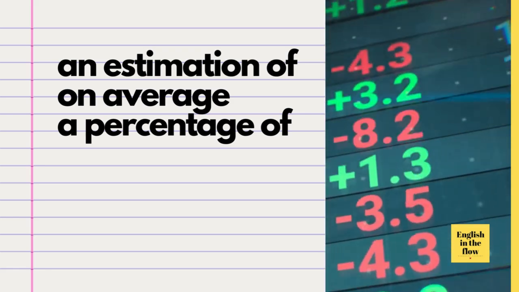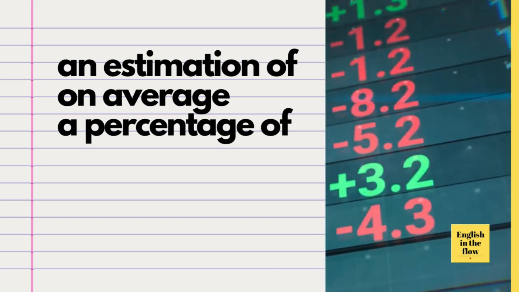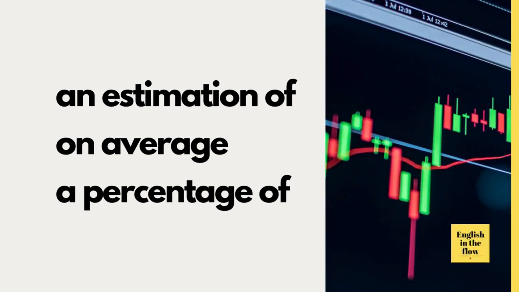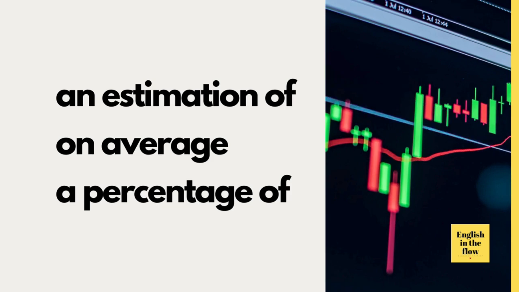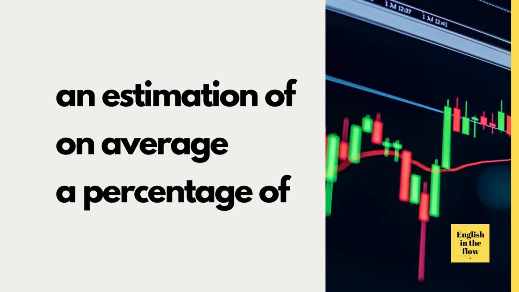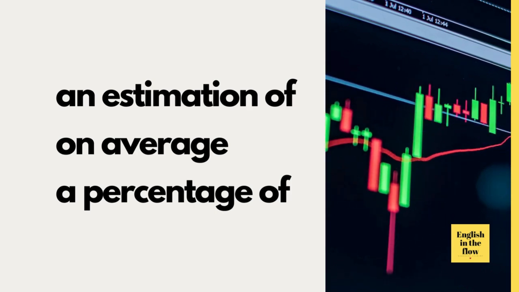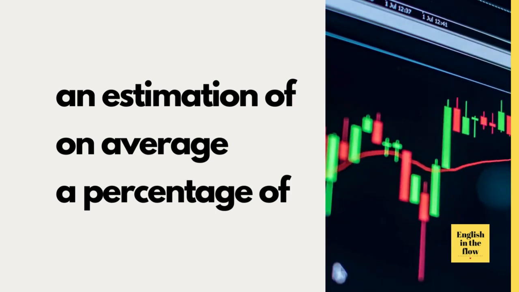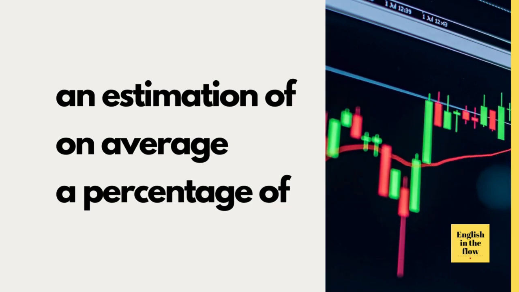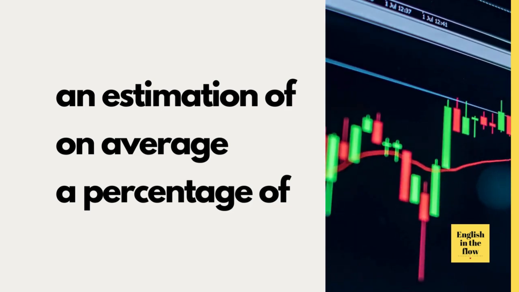Sometimes we don't even know exactly what the number is, so we have an estimation of something. Or we could say it's an average number. So on average, it's this number. Or to round up the numbers, we use percentages. So we say this is a percentage of this, or 22% of the population has bought this item. So we have percentage and a percent.